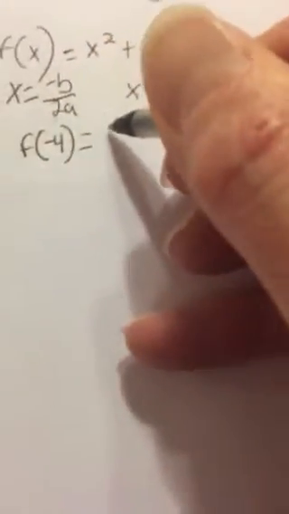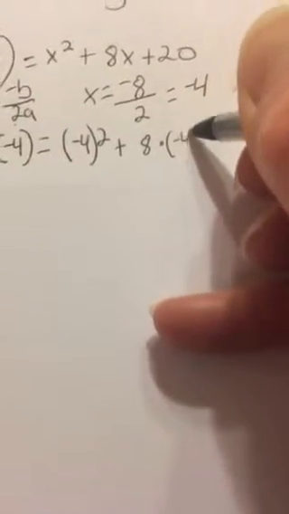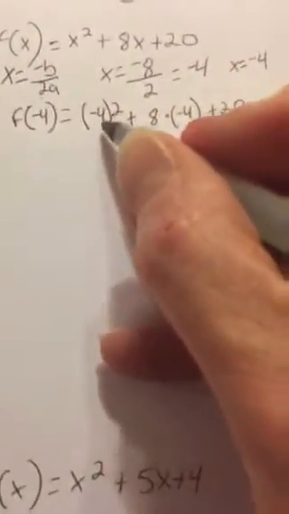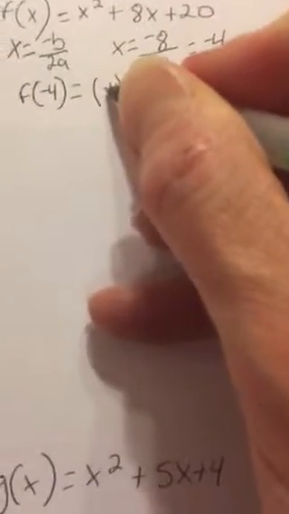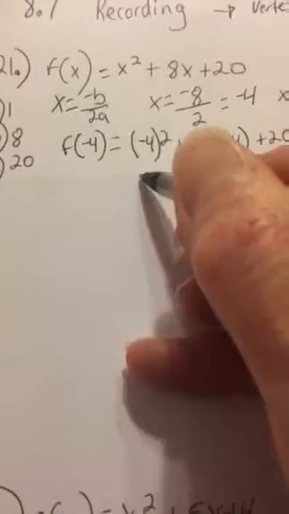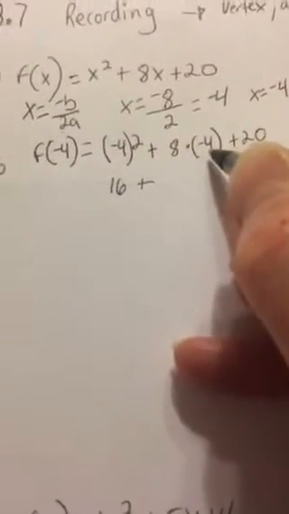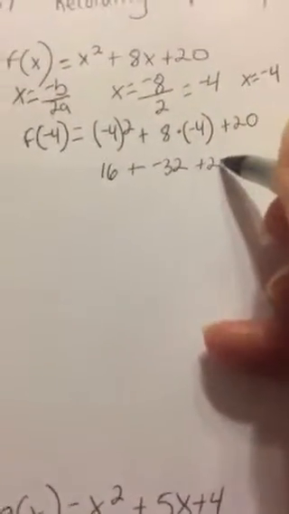So f of negative 4 equals negative 4 squared plus 8 times negative 4 plus 20. So if I do this, negative 4 times 2, 4 times 4 is 16, and the negative times the negative is going to become a positive 16, plus 8 times a negative 4 is going to be a negative 32, and then you have this positive 20.